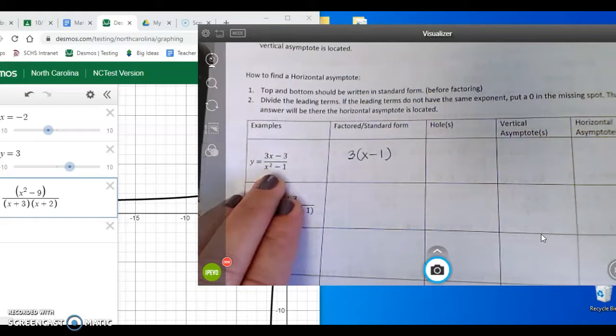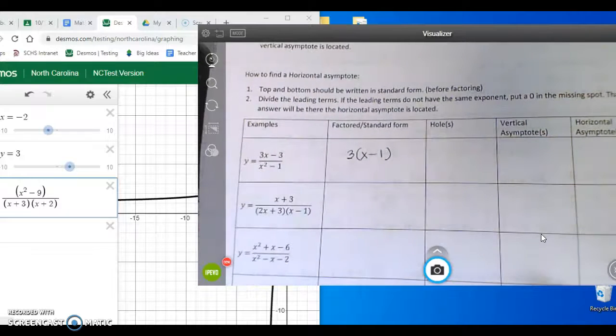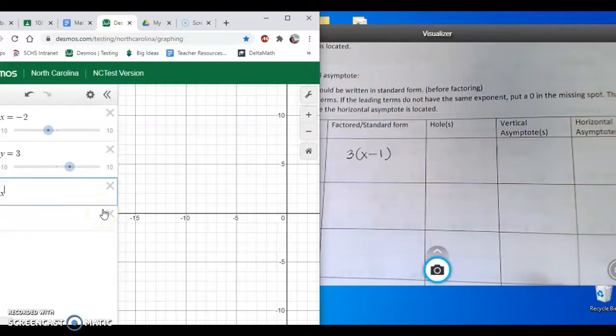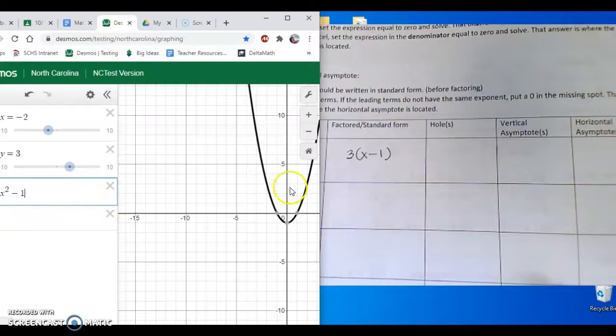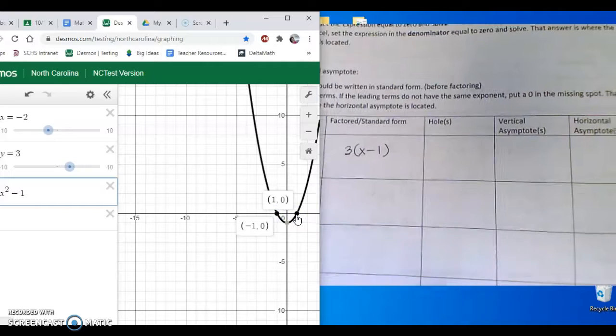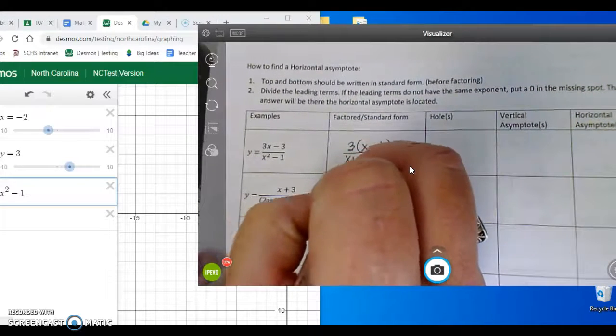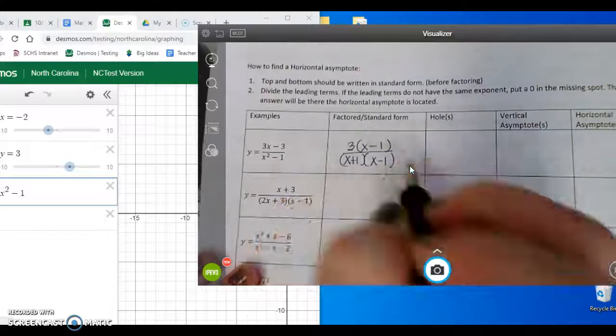And then on the bottom, if you put x squared minus 1 in Desmos, we've got two zeros at negative 1 and 1. So I know that this would be x plus 1 and x minus 1 when I change those signs.